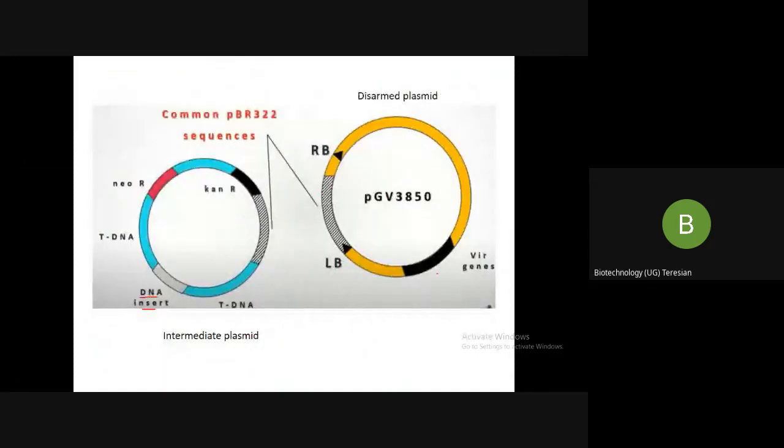So this is our disarmed plasmid. And this is the region of virulence. So the function of the Vir gene is to help in the transfer of your transfer DNA into the recipient plant.